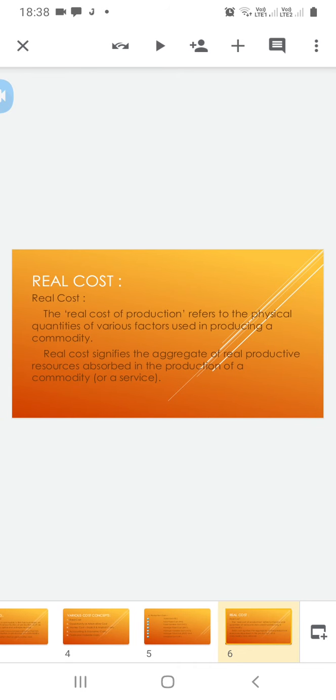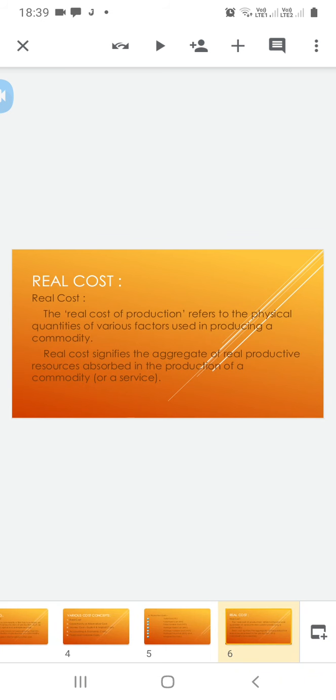What is real cost? The concept of real cost is purely subjective and cannot be measured, and it has little significance in the price determination of a commodity. It is the sacrifice of labor as the real cost of production. So the real cost of production refers to the physical quantities of various factors used in producing a commodity.